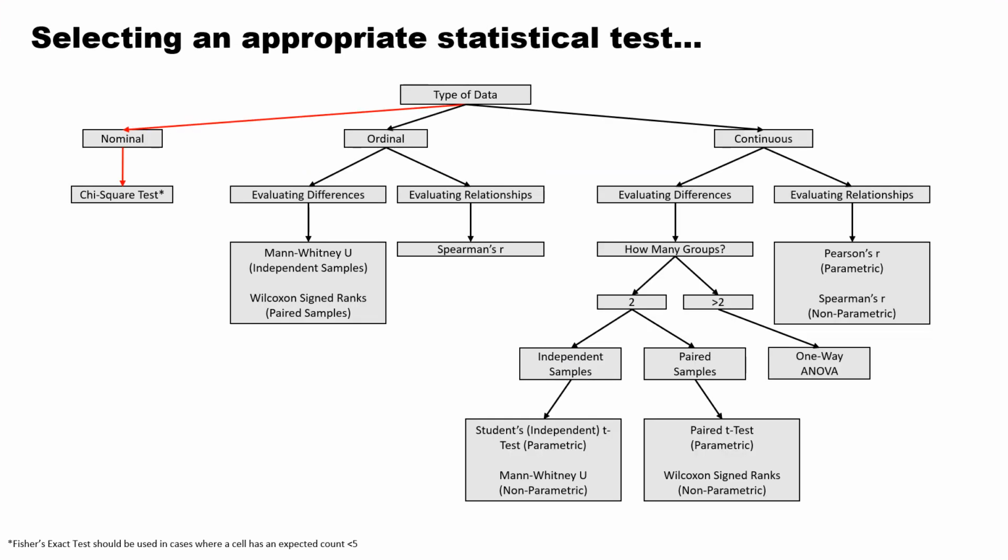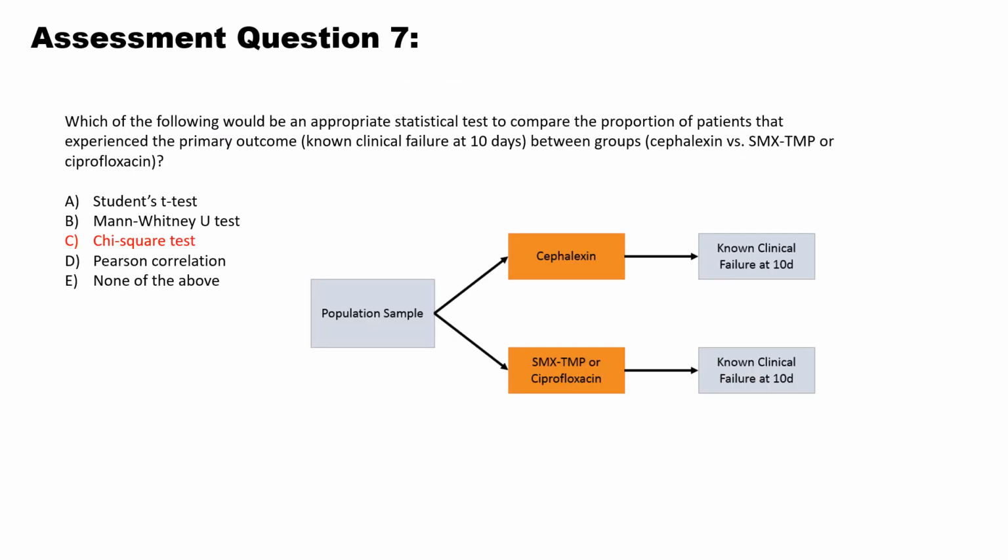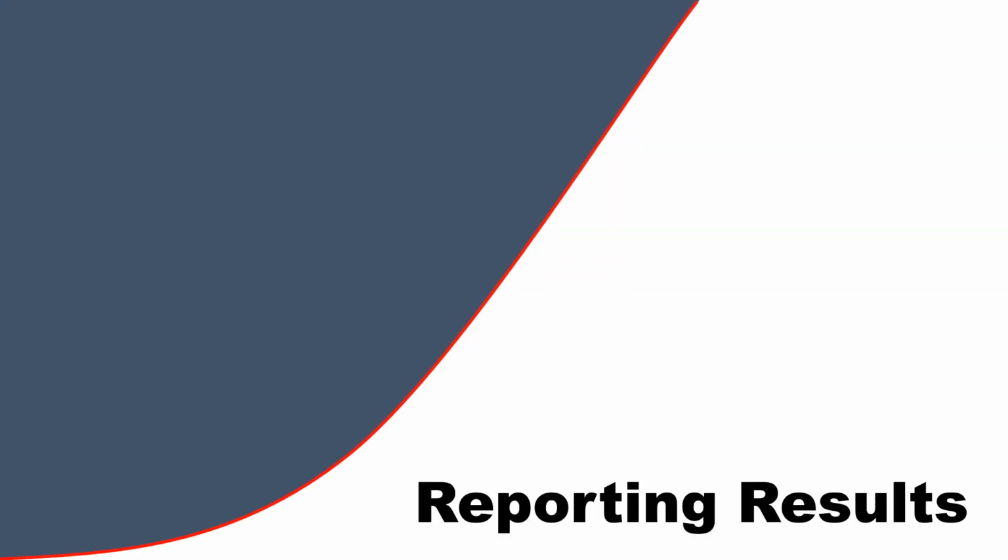And we can go to our decision tree, and if we go over to nominal data, we see that the chi-square test is the preferred statistical test for nominal data, except in circumstances where one of our cells in the chi-square table has an expected count of less than 5, in which case you would use Fisher's exact test. So the chi-square test is the test that we would like to use to compare the proportion of patients that experience our primary outcome between cohorts.